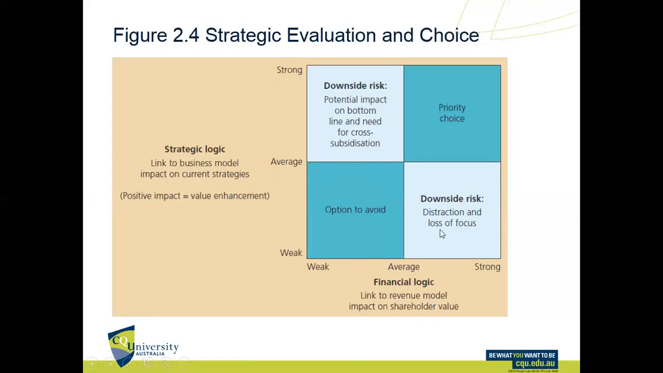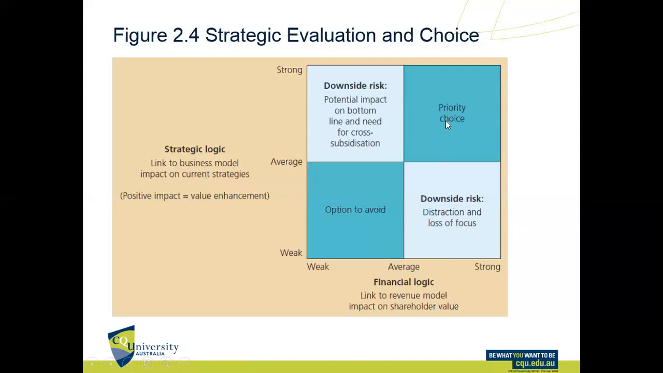The other one is this one, also a downside risk. This is where the financial logic is very strong. We make money out of this particular strategy. However, the strategic logic is quite poor or weak, meaning that we do not satisfy customer needs. We make enough money, but because we do not satisfy customer needs, we do not have the strategic logic, and this will mean that in the long run we will not achieve our strategic aim. So this is a strategy which will lead to distraction and loss of focus, and we should try to avoid it if possible.